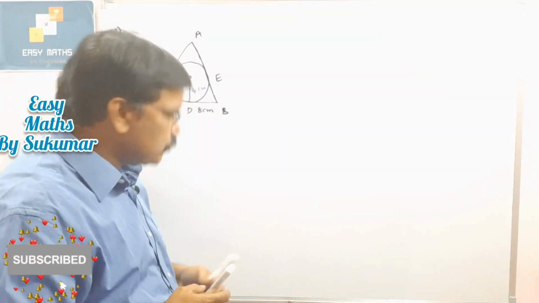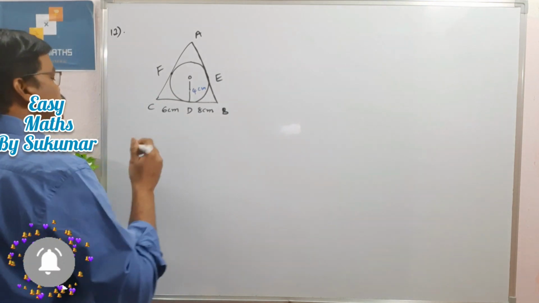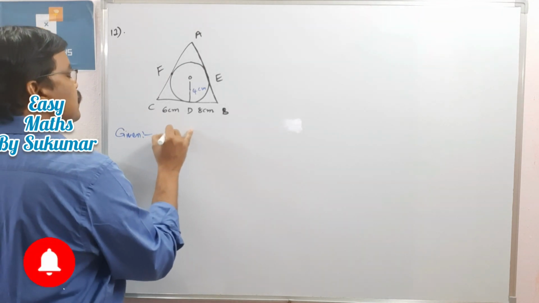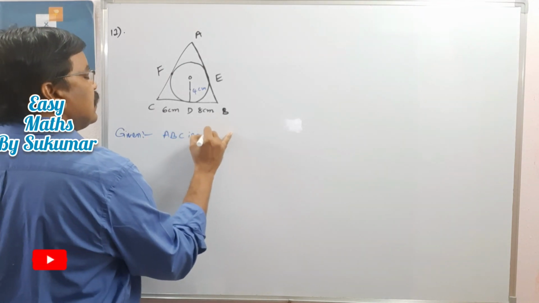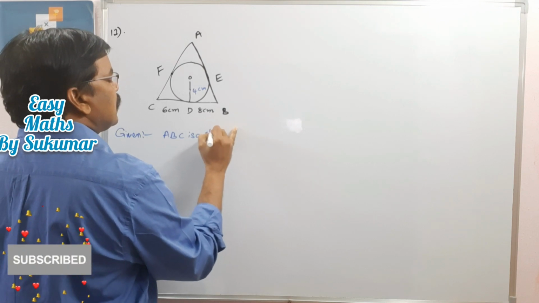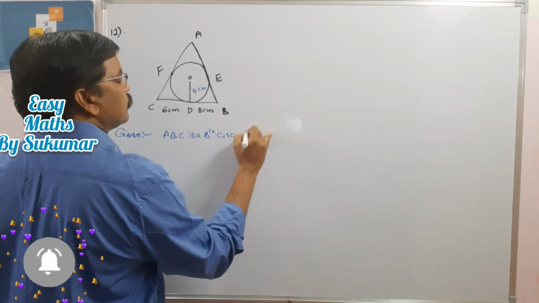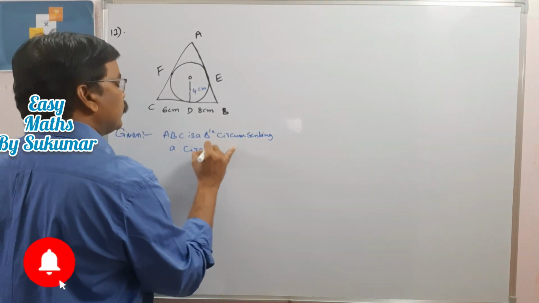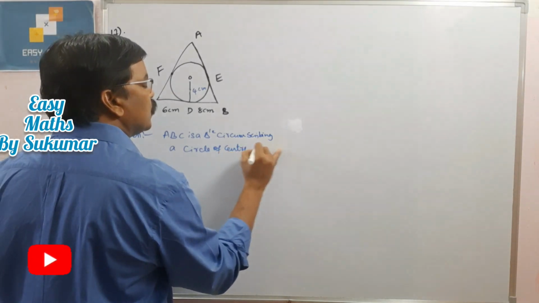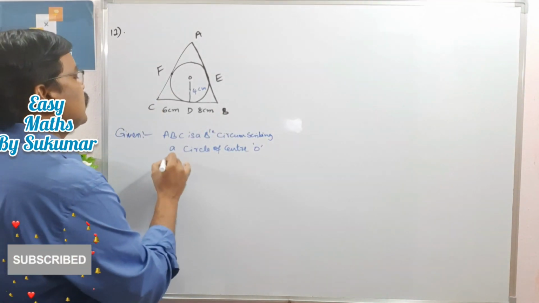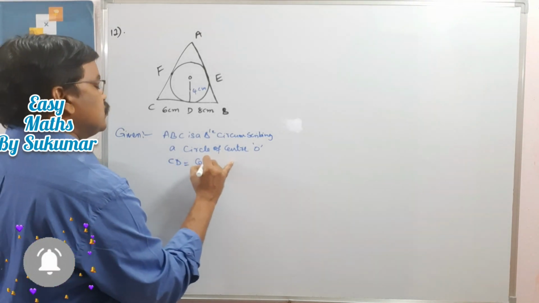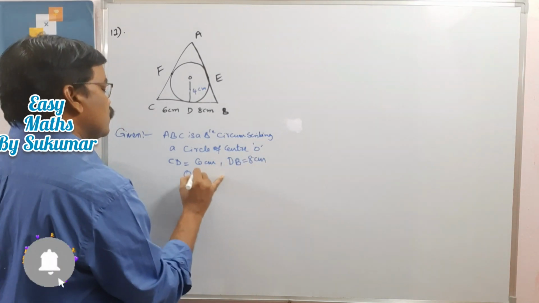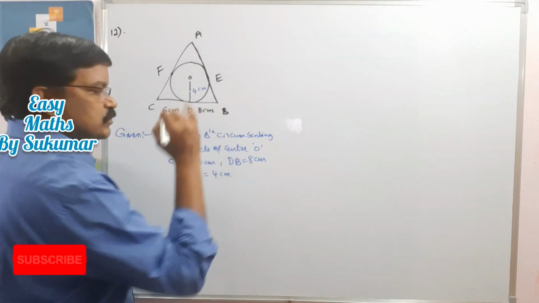See, my dear students, I am doing one small construction. Before that I will write what is given here. ABC is a triangle circumscribing a circle of center O. Here CD is equal to 6 centimeters, DB is equal to 8 centimeters, and OD is equal to 4 centimeters.